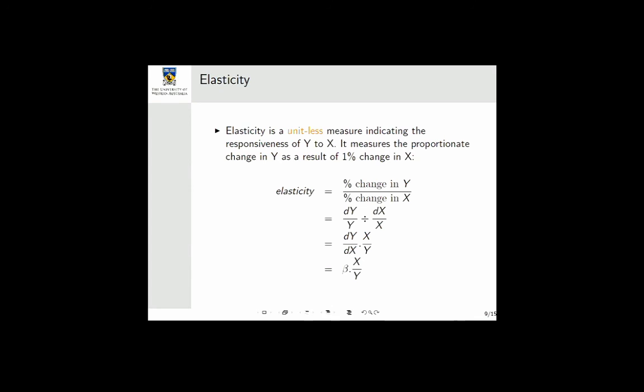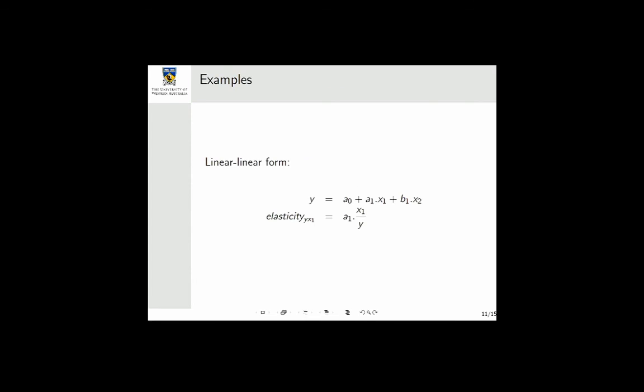Now, that's the standard definition. You can rewrite this. Percentage change means change in y divided by y. That's a proportionate change. It's the same for x. If you take the ratio, you get what you see here. If you have a linear regression, what happens? We already went over this when we defined elasticity. In a log-log form, the slope term is elasticity.